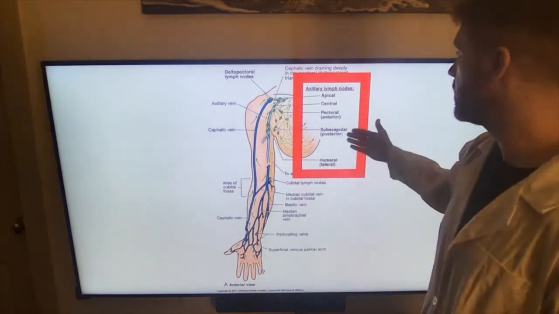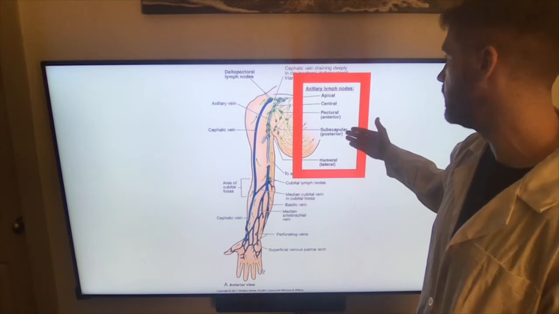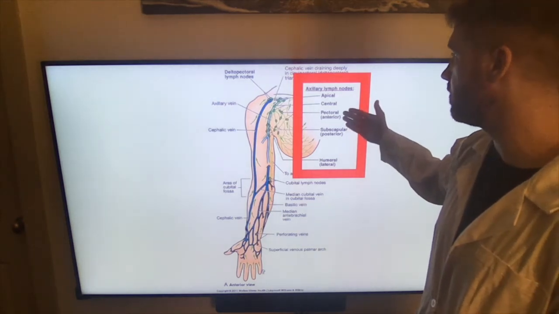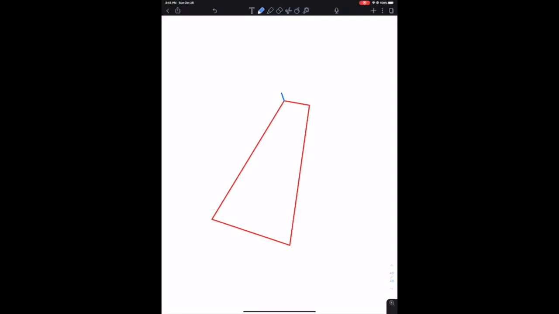The subscapular or posterior lymph nodes receive lymph from the posterior chest wall. The pectoral or anterior lymph nodes receive lymph from the anterior chest wall. Next, we're going to draw the borders of the axilla to better appreciate the lymph node groups and their positioning relative to their surrounding structures.